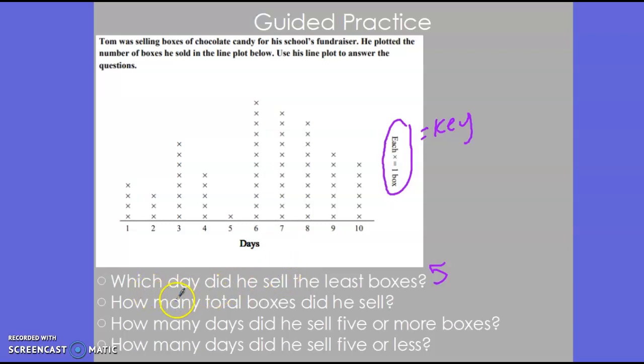This next question says, how many total boxes did he sell? Whoa. There again, guys, if it says that each x equals 1 box and we want to figure out how many boxes he sold altogether, how many total, that makes me think we want to add them all up or count them all up, right? Now this might take a minute and we have to be very careful, but we can add these all up and we can total and see how many he sold each day. So these are all the days that he was selling, and this is how many he sold each day. So to figure out how many total boxes he sold, I need to figure out and add together how many he sold each day. So let's just count up.